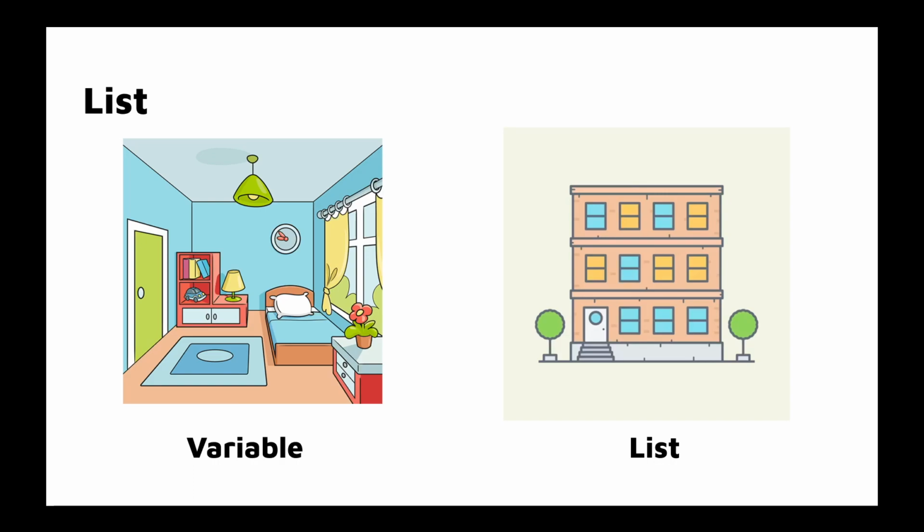To help you understand, I made an analogy for the list. If variable is a room, then the list can be an apartment which can contain multiple rooms.